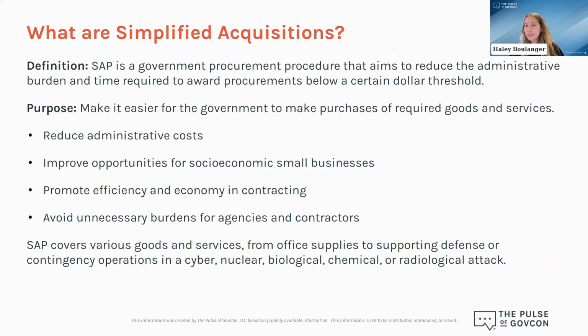So what are simplified acquisitions? We always love to start out with a definition. That's pretty standard, I think. We took a lot of this from the FAR. We'll talk about the different FAR parts later. But simplified acquisition procedures are, by definition, a government procurement procedure that aims to reduce the administrative burden and time required to award procurements below a certain dollar threshold that changes very often.